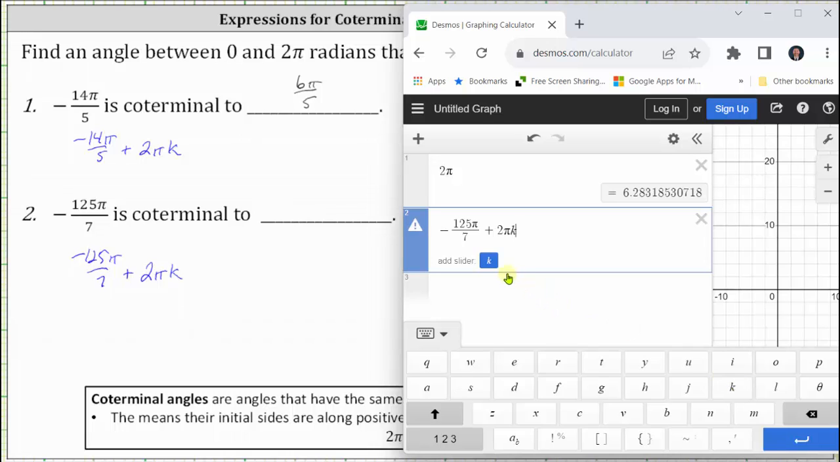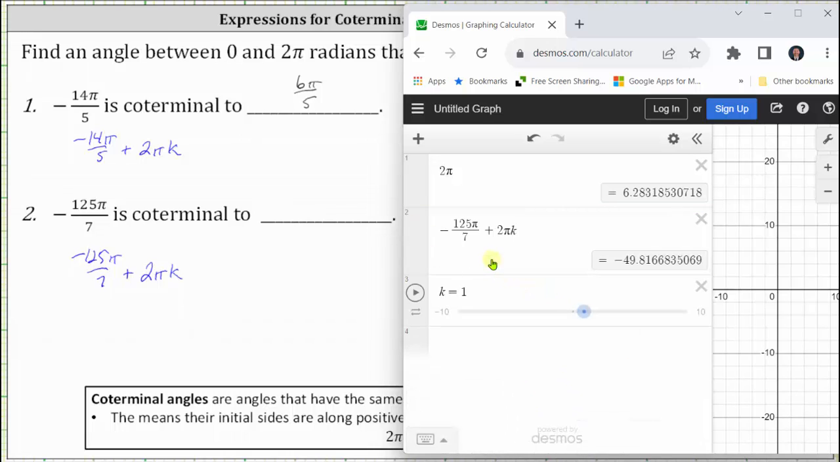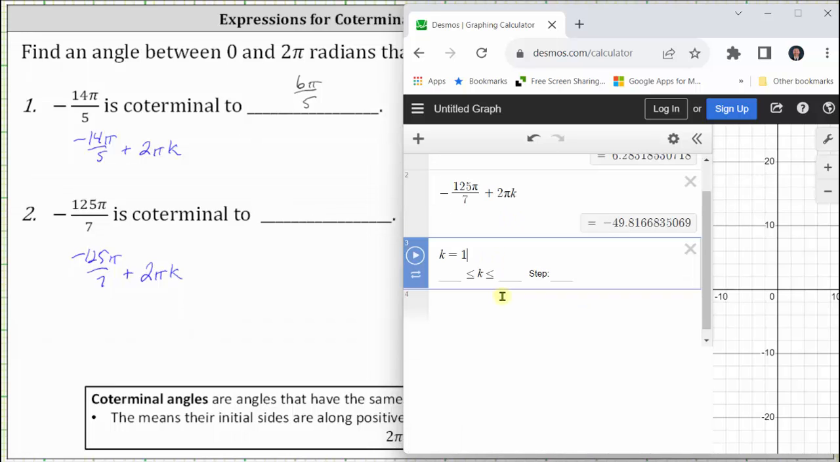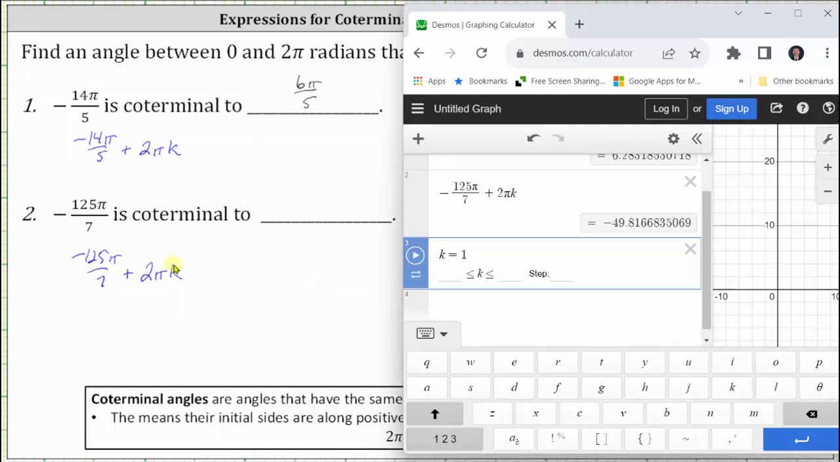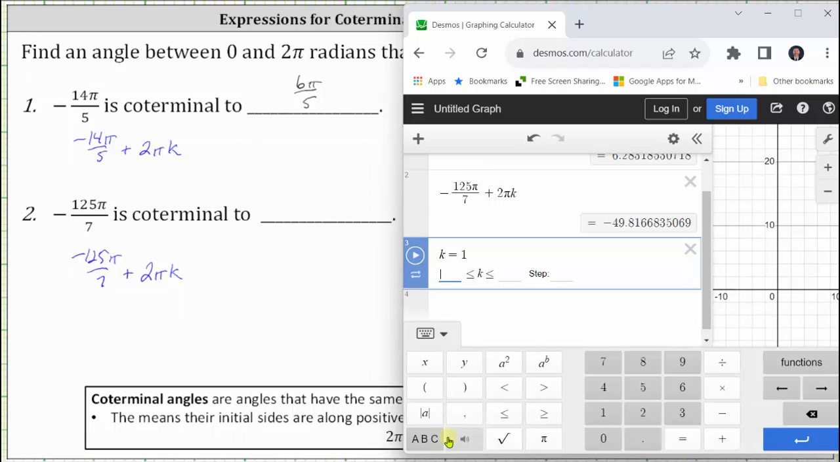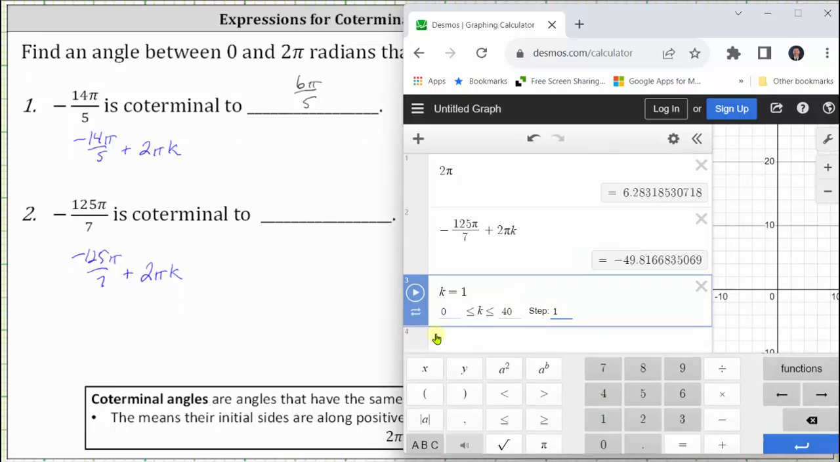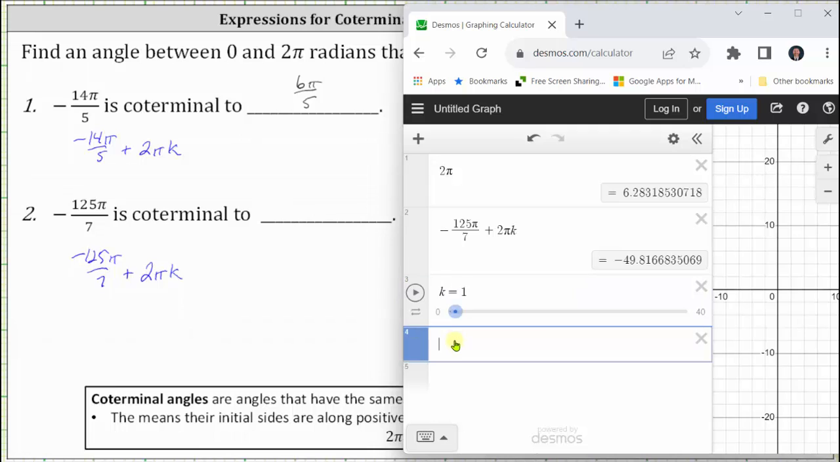Next, we want to create a slider by clicking the k. And now we need to change the slider by clicking in cell 3. We know we're going to be adding multiples of 2 pi to get a coterminal angle between 0 and 2 pi radians. So let's let the interval for k be from 0 to, let's say, 40. We can always come back and change this. But because k is an integer, the step must always be 1. And now let's go ahead and close the keypad, click out of cell 3.